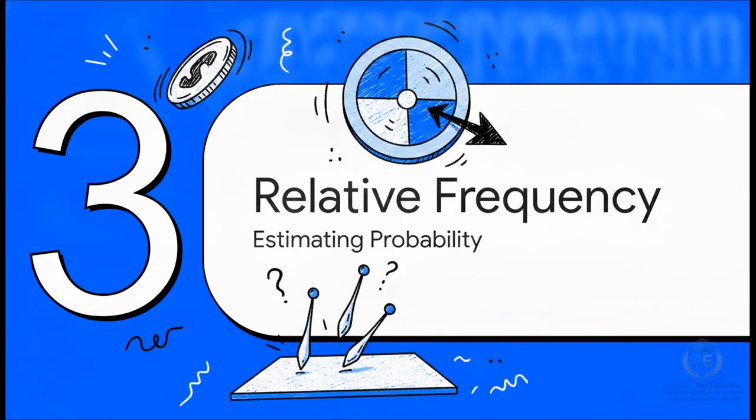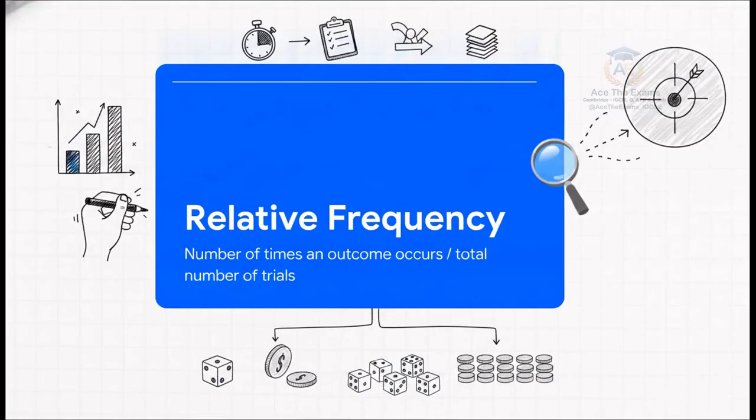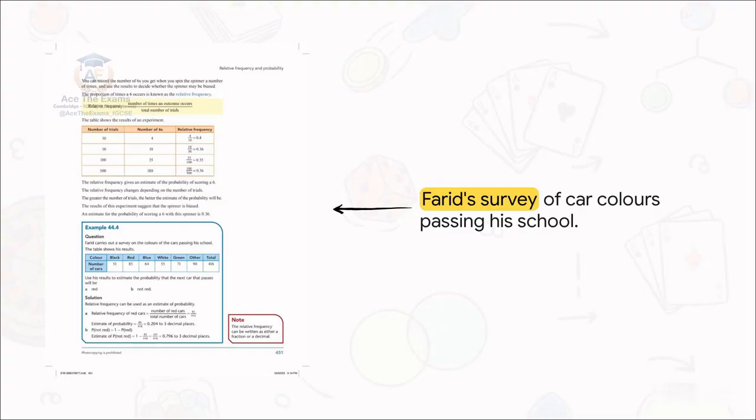Section 3, using relative frequency. But what happens when we leave the realm of perfectly fair coins and evenly mixed bags? You know, the real-world stuff where outcomes aren't perfectly equal, like a biased spinner. In the real world, and often in data interpretation questions, we have to rely on experiments or past survey results to figure out the odds. When we do this, we calculate what's called relative frequency. It's just the number of times an outcome actually occurred in a test divided by the total number of trials run. The key takeaway here: the more trials you run, the more accurate your relative frequency becomes as an estimate of the true probability. Let's look at how this builds with Fareed's survey from our source material.